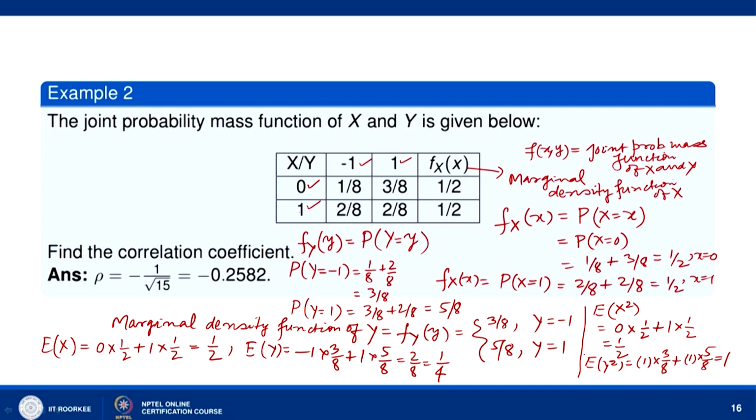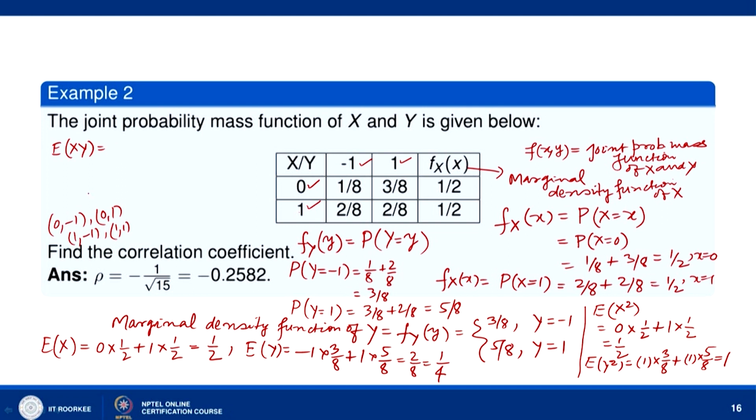Now, let us find the expectation of XY. X and Y take values: X equal to 0, Y equal to minus 1, so 0 and minus 1; then 0 and 1; then X equal to 1, Y equal to minus 1, so 1 and minus 1; X equal to 1, Y equal to 1, so 1 and 1.